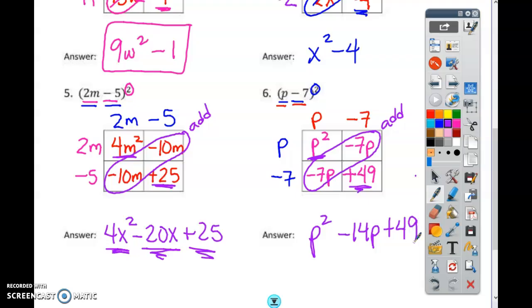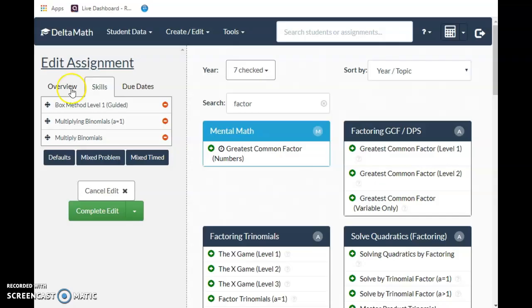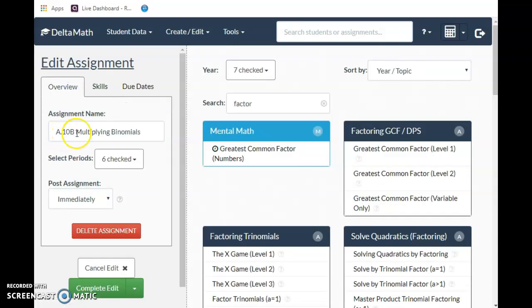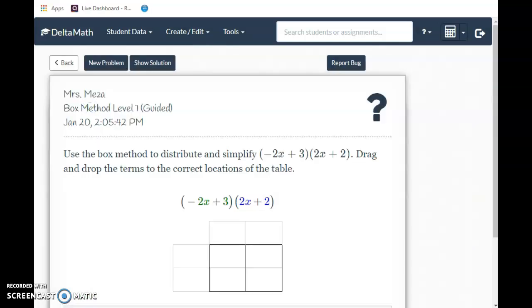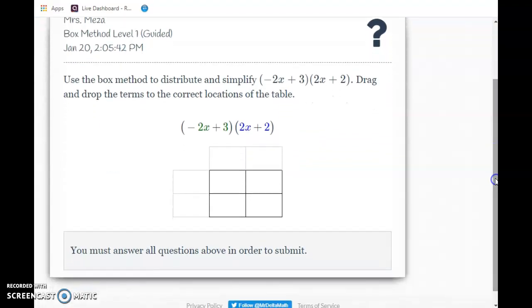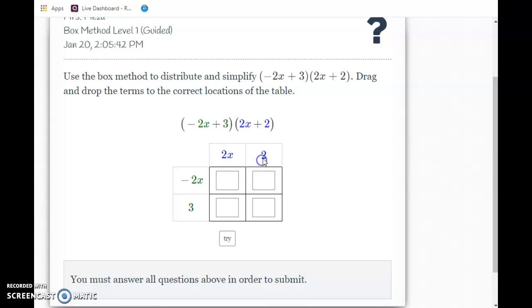Okay, you're going to do a DeltaMath assignment. The first assignment that you click on, let me go to my DeltaMath assignment. It's going to be called A.10B multiplying binomials. The first one that you click on is going to look like this. So how do you do this one? You're going to have to drag. So these two go here. You drag this one here, then you drag this one here. These two go up here. So you drag here and here. Then it says to start multiplying, so you're going to do all your math.